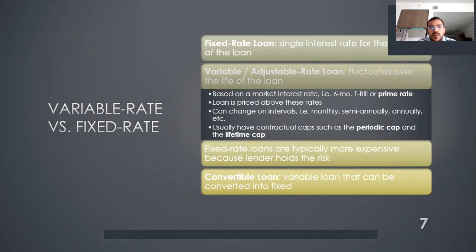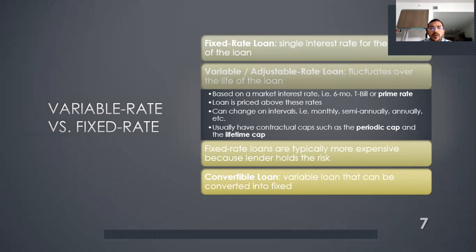Now, fixed rate loans versus variable rate loans. Fixed rate loans have a pre-negotiated single interest rate for the duration of the loan and are usually more expensive since the lender holds the risk, while variable loans fluctuate over the life of the loan depending on the market interest rate. Variable loans can change at any time interval and have contractual caps, such as a periodic cap, which puts a limit on the interest rate increase from one adjusted period to the next, and a lifetime cap, which puts a limit on the interest rate increase over the life of the loan.